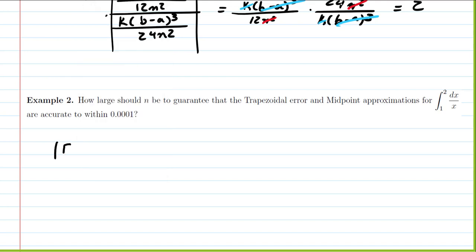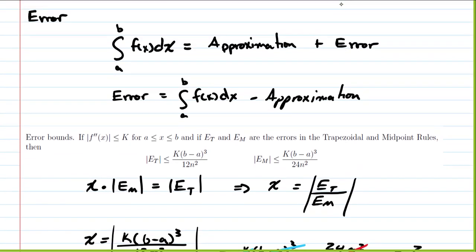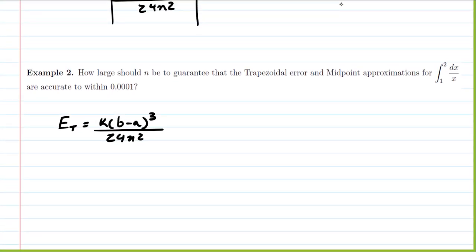So the error for the trapezoid rule, as we just saw, is equal to k times (b minus a) cubed over 24n squared in absolute values. But ours is going to be positive. So the first thing we need to do is figure out what k is. And remember, k is the absolute maximum of f double prime.